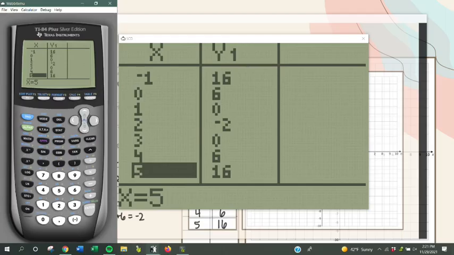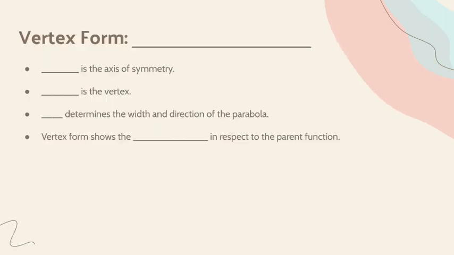Now let's take a look at vertex form. Vertex form of a quadratic equation is f of x equals a times x minus h squared plus k, where x equals h is the axis of symmetry and h, k is the vertex.